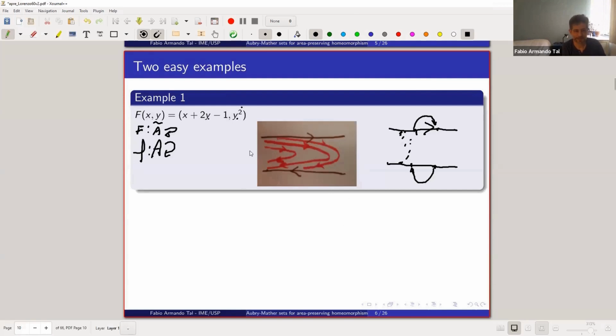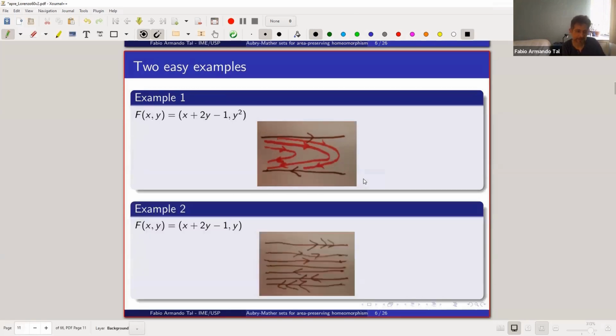But the formula is not important. Just understanding the dynamics, the picture is sometimes more relevant than the formula. And the second example is more simple. I'm just moving. Top boundaries are moving more to the right, lower boundaries are moving to the left, and every height is fixed, and everybody's moving with a different speed.